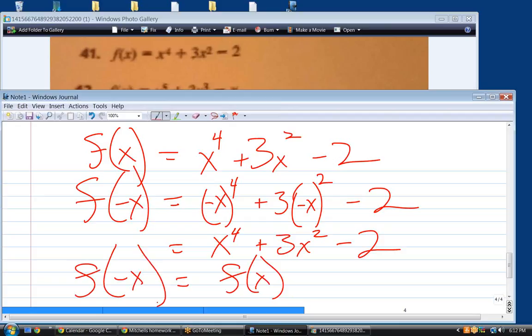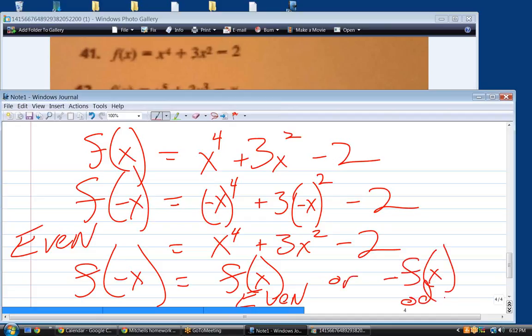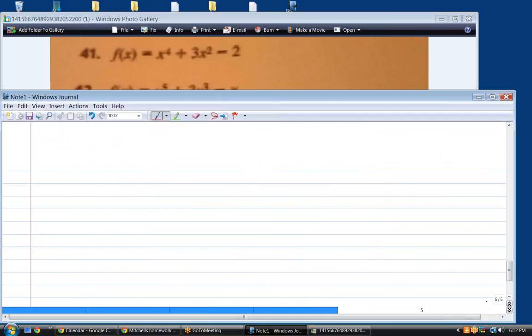What does that make this? Odd, even, or neither? Would that be neither? It's even. This is one of the cases. In other words, we're looking at whether f of negative x is either equal to f of x, which makes it even, or negative f of x, which makes it odd. Those are the only two cases we really are finding interesting. If it's not equal to either one, then it's neither.